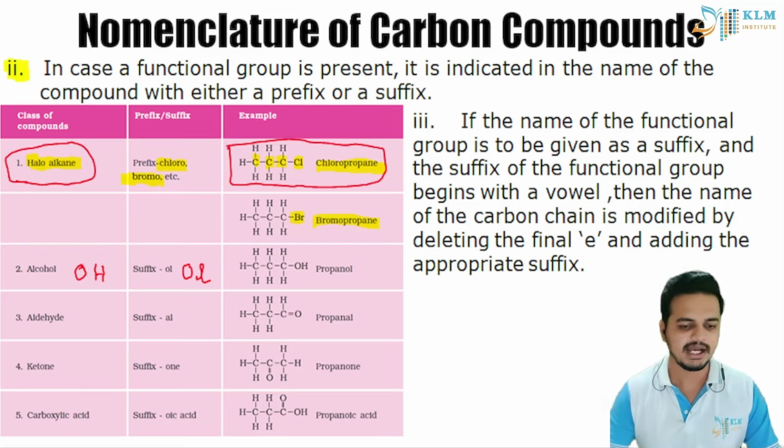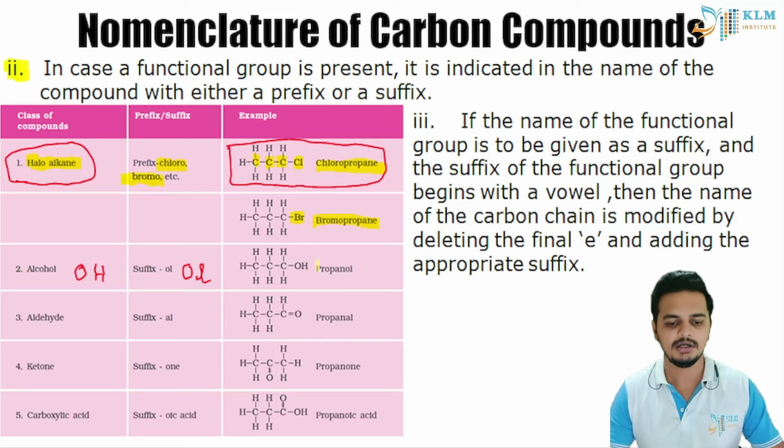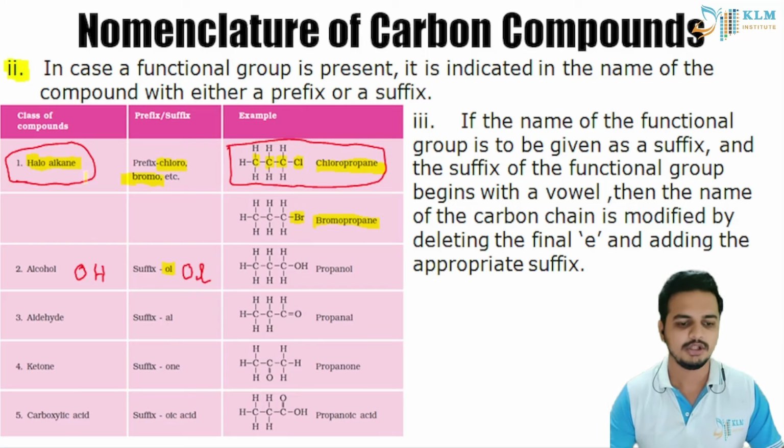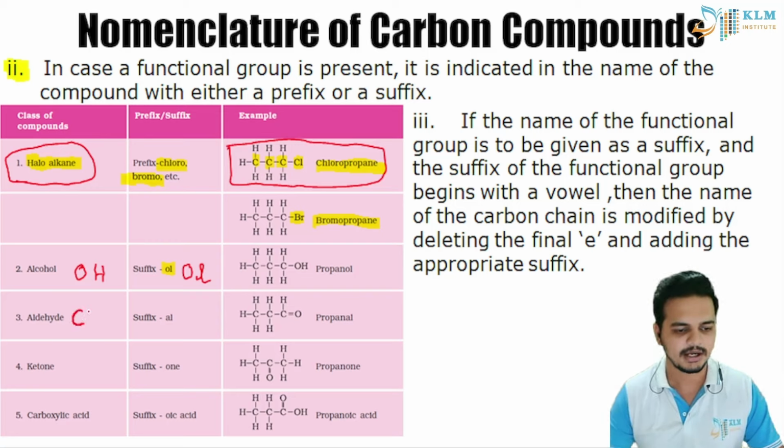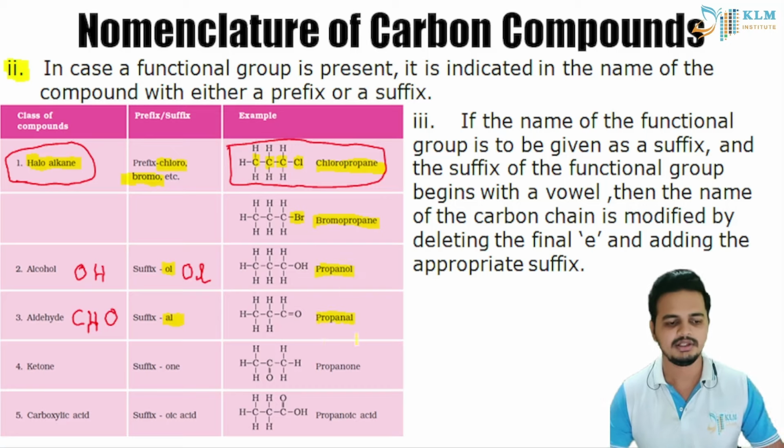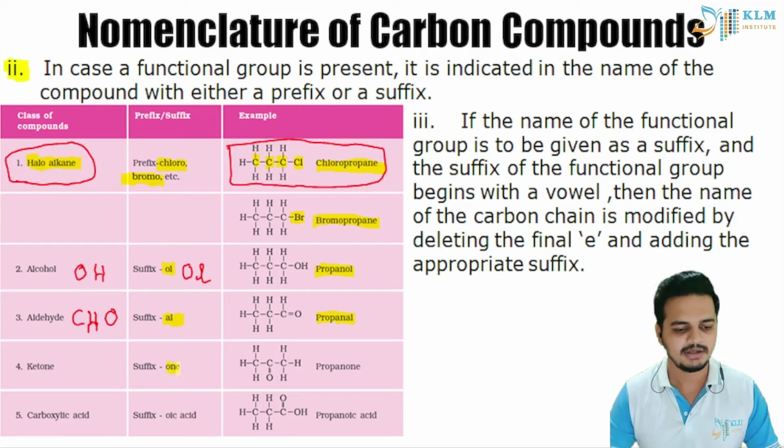We have 3 carbon atoms again, the root word becomes prop, and so it is propanol. Aldehyde, what is aldehyde? Aldehyde is a compound containing the CHO group. For that we add AL, so propanal. This table is pretty simple. For ketone, we add ONE instead of A, so it becomes propanone.